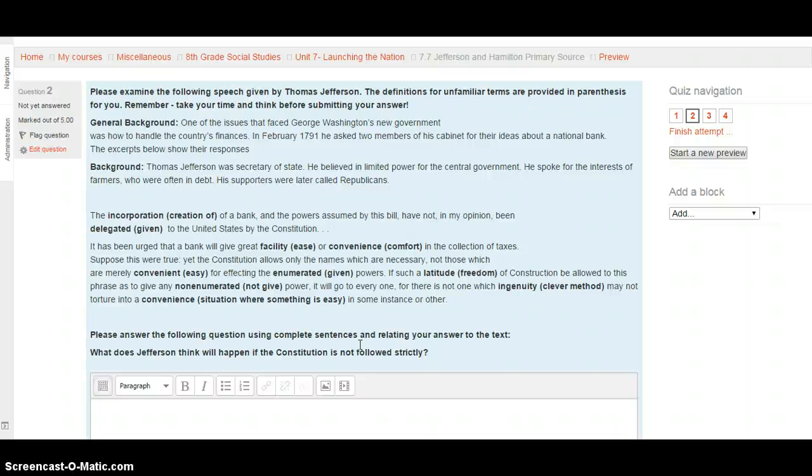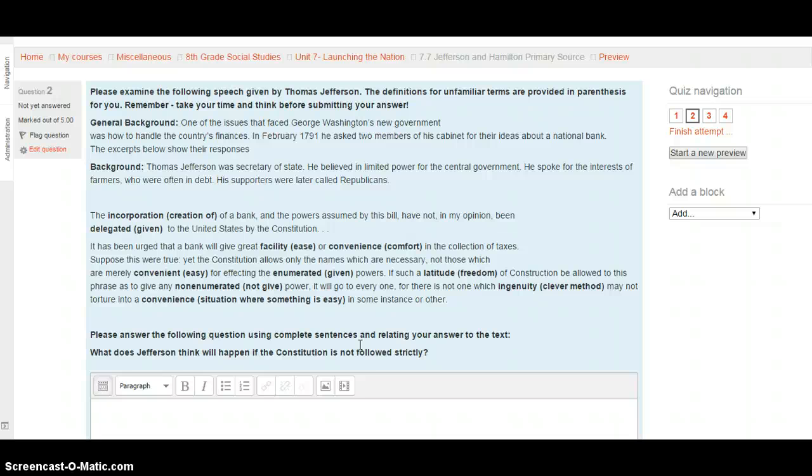It has been urged that a bank will give great facility, ease, or convenience, comfort in the collection of taxes. Suppose this were true, yet the Constitution allows only the means which are necessary, not those which are merely convenient or easy, for effecting the enumerated, given powers.